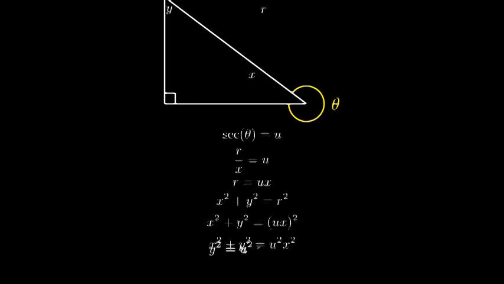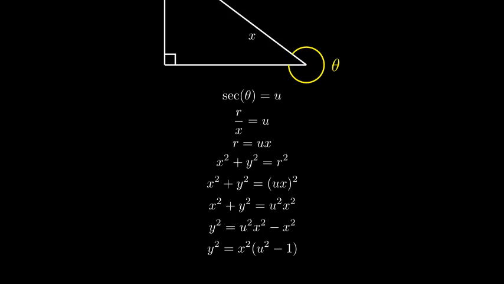x squared. Rearranging terms, y squared equals u squared x squared minus x squared, which simplifies to x squared times quantity u squared minus 1.